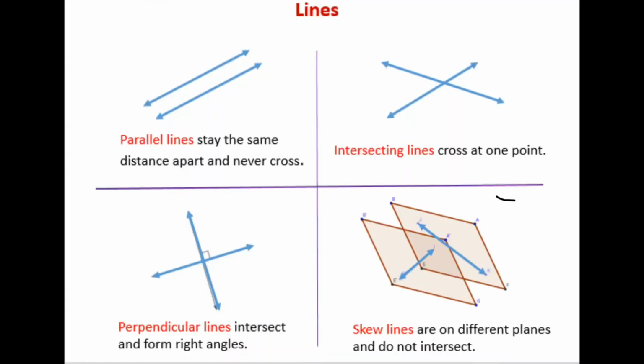So there's four different kinds of lines we're really looking at here. Parallel lines, they stay the same distance apart, they never cross. Intersecting lines will cross at one point. Perpendicular lines intersect and form right angles. And skew lines are on different planes and they don't intersect.